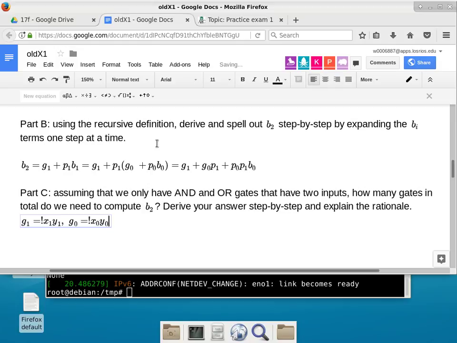Whether you spell out every single term may not be necessary. So P1 is not x0 or y1. And then P0 is not x0 or y0. So here we have 1, 2, 3, 4 gates already.